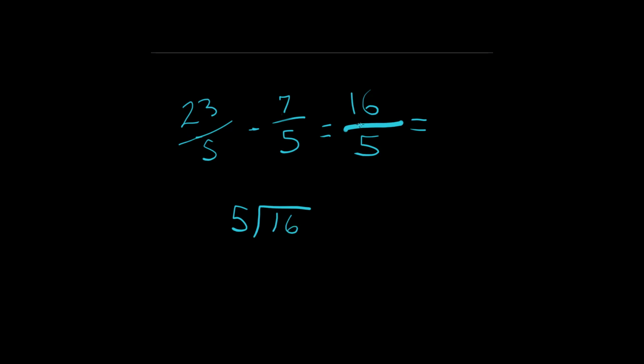Because remember, it's 16 divided by 5. 16 divided by 5. So we had 3, remainder 1. So remember, 3 times 5, 15, remainder 1. So our whole number is the 3. The remainder is the numerator, and our divisor or denominator stays the same. So our final answer, the correct answer, is 3 1/5. So you had improper fraction minus improper fraction equals mixed number 3 1/5.